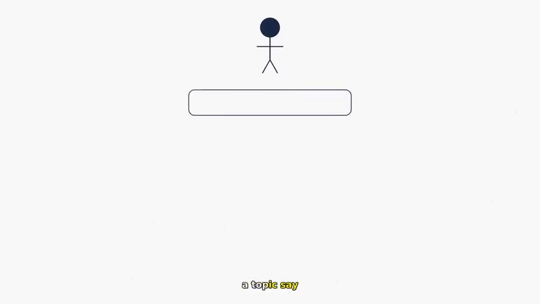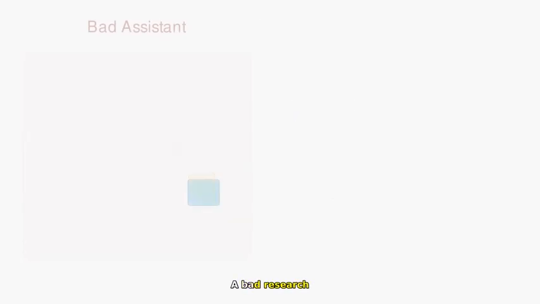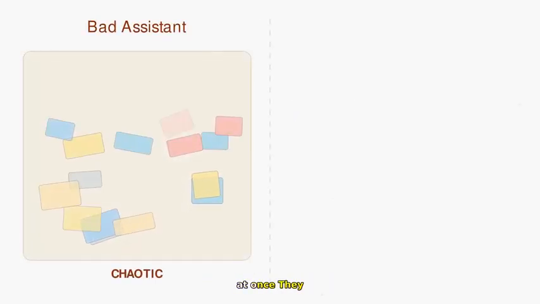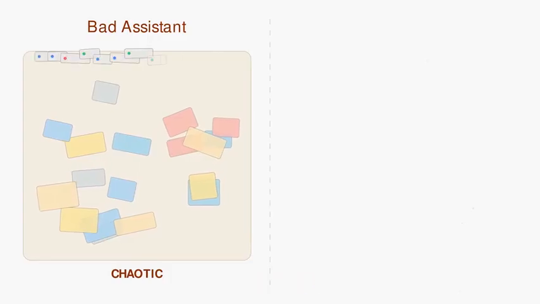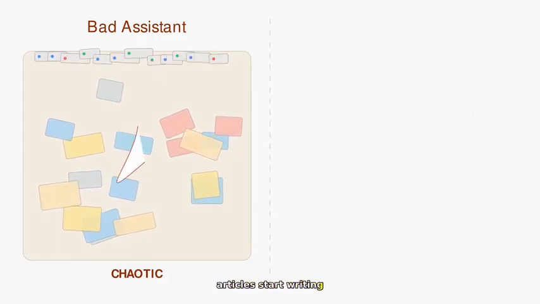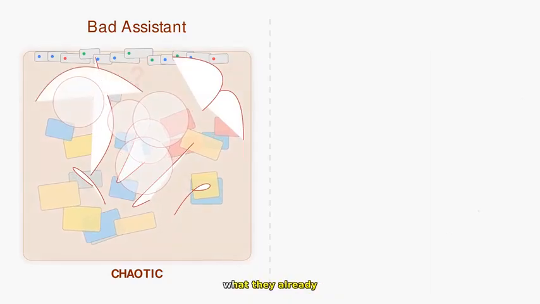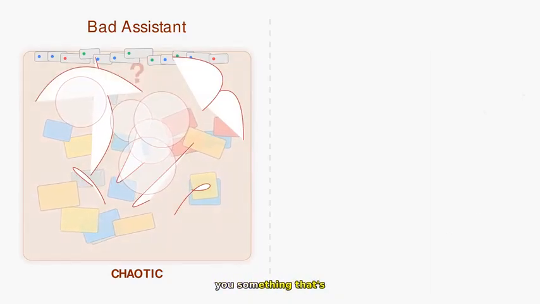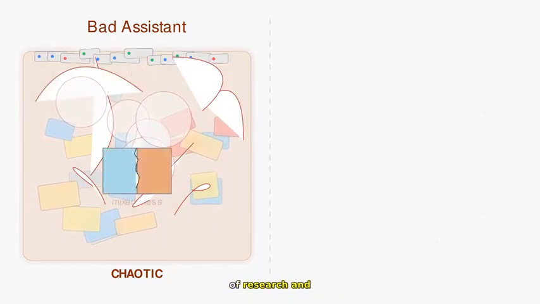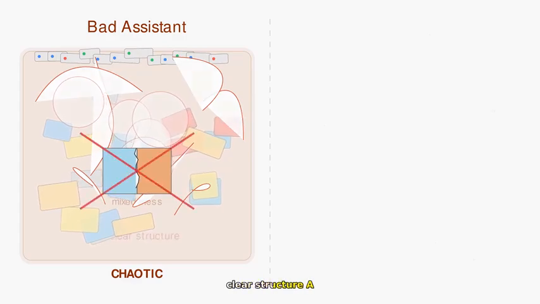Imagine you hire a research assistant. You give them a topic, say, the impact of AI on the job market and healthcare, and you ask for a thorough, well-written report. A bad research assistant does everything at once. They open a browser, skim a few articles, start writing, go back to search for more, revise mid-sentence, forget what they already know, and hand you something that's technically a mix of research and opinion with no clear structure.